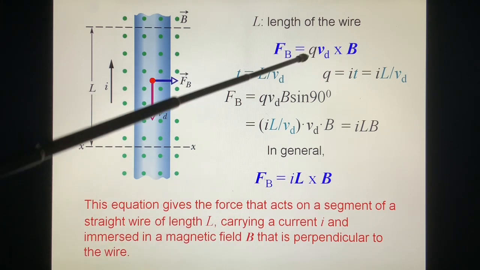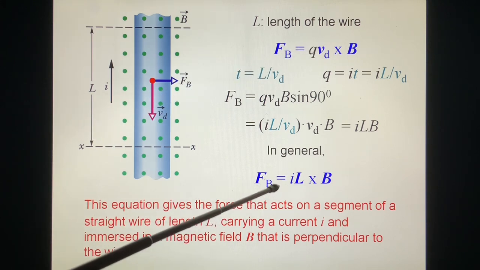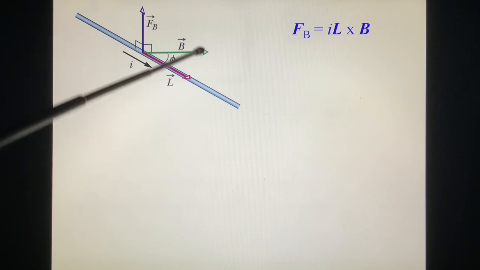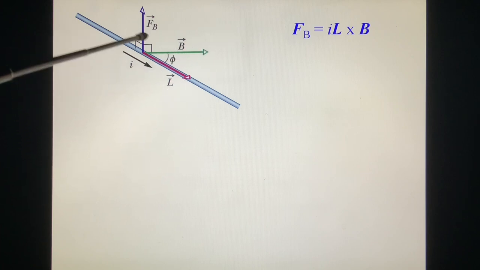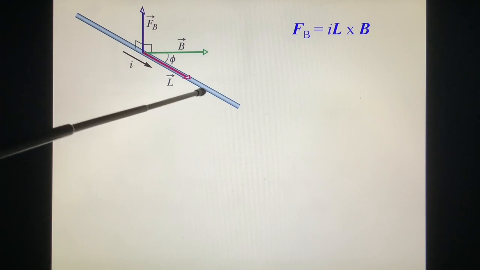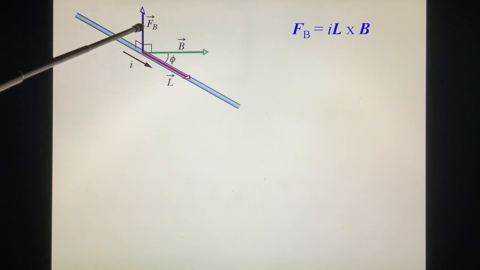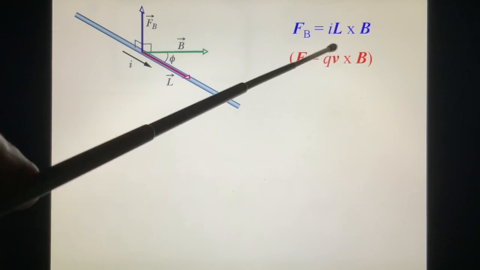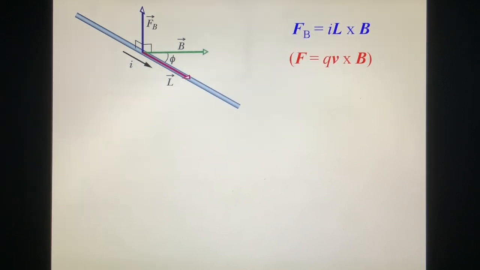You compare this one, this is on a charge q, this is on the current element I L. F_B equals I L cross B. This is I L, this is B, and the angle is phi. We use the right-hand rule on I L cross B, and you get this direction, perpendicular to B and perpendicular to I, okay. And if we compare with the charge, it's very similar. This is the charge velocity, this is the current length.